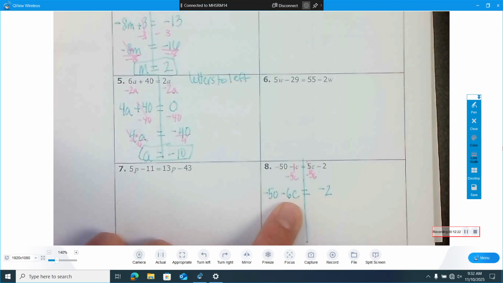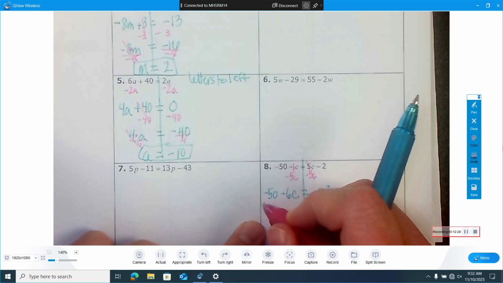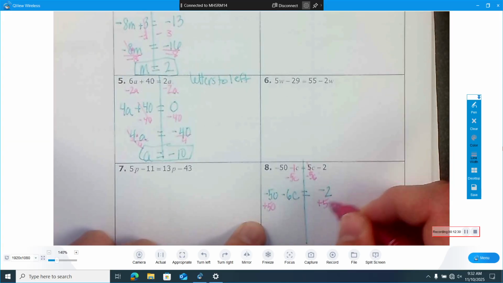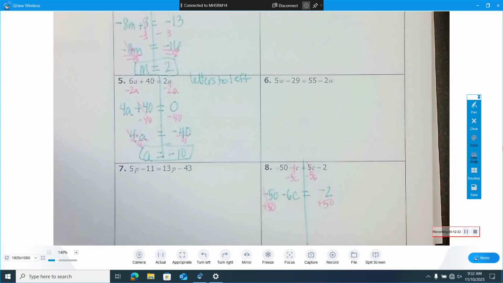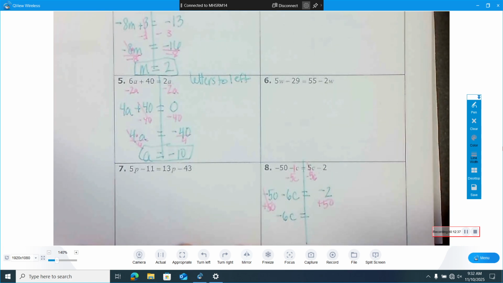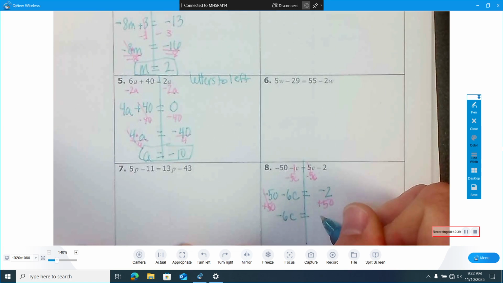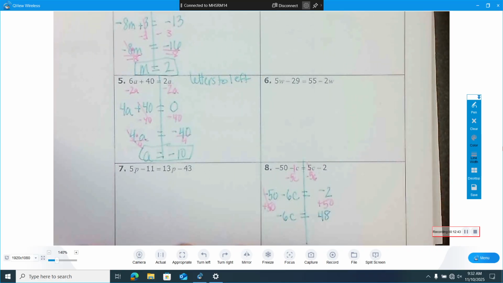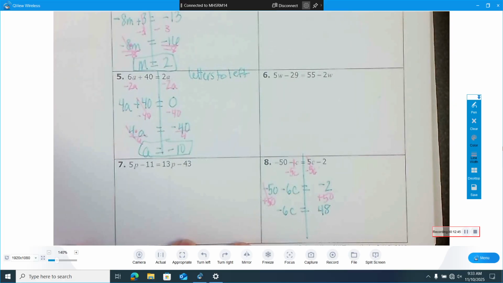And again, C wants to be all alone. Doesn't want any of those other numbers with it. So what should we do? Add 50. Add 50. Very good. Positive 50 and negative 50 disappear. So I'm left with the negative 6C equals positive 48. There we go. Positive 48. Positives win by 48. And then?